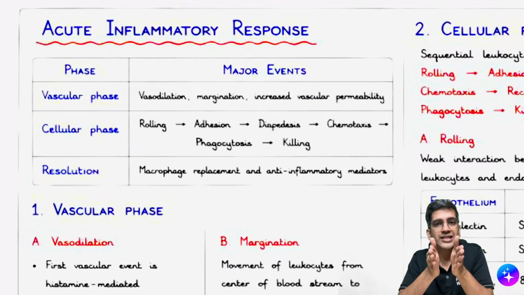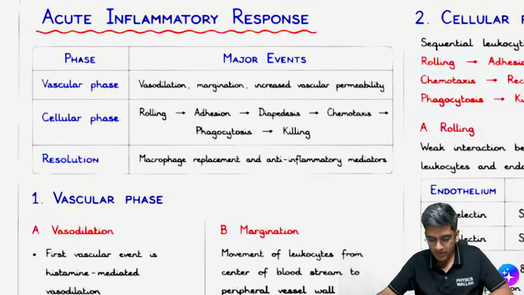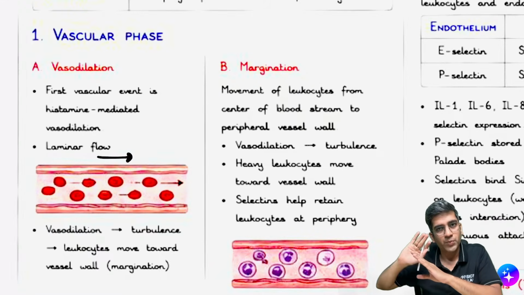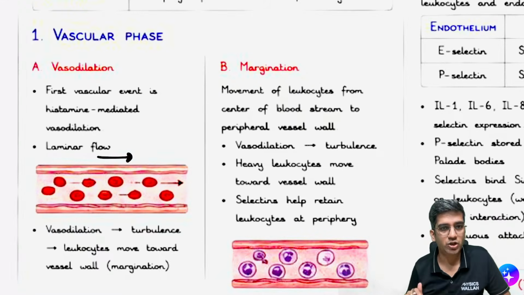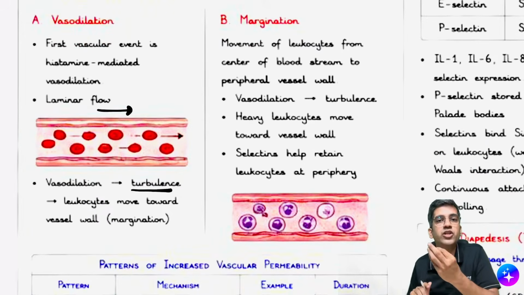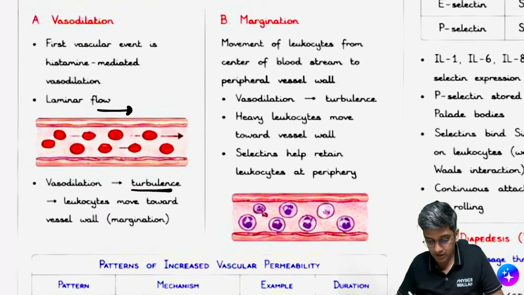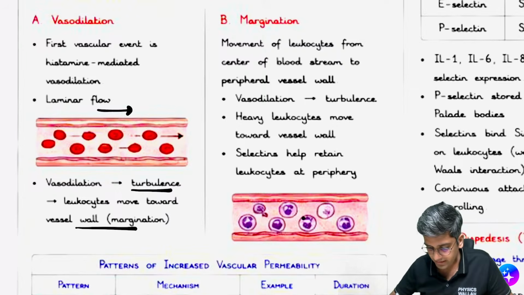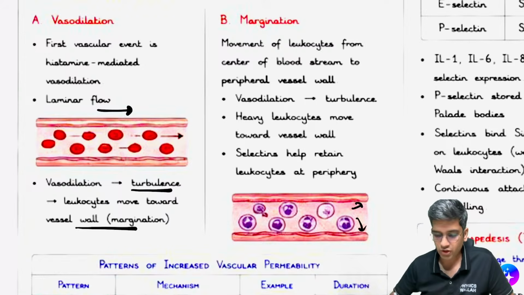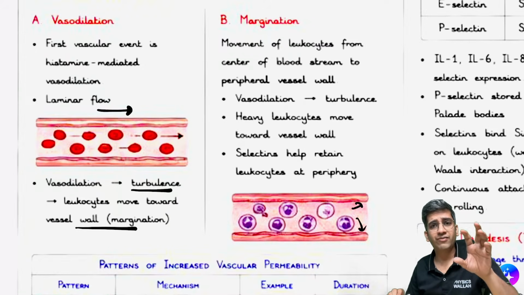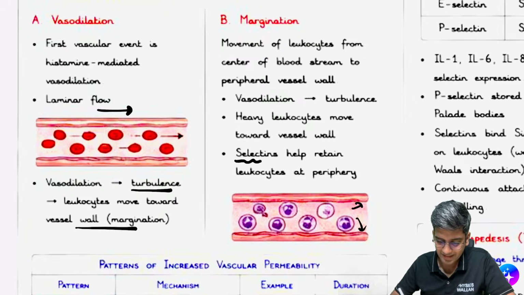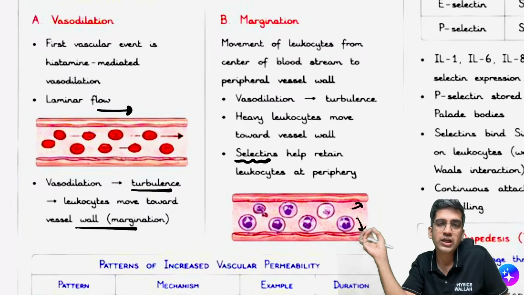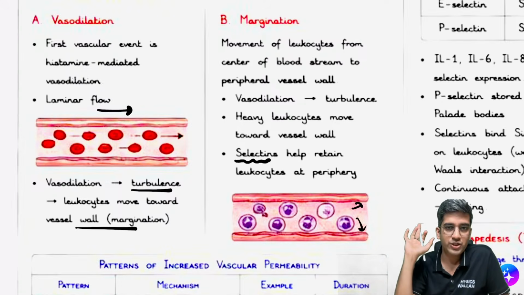First event is histamine associated vasodilatation. Normally the vessel has laminar flow, smooth flow with the cells in the center and the plasma in the corner. But the vasodilation causes turbulence. The turbulence is the one which pushes the WBC to the corner. It marginates to the corner. Normally they were in the center, now they have gone to the corner. It's primarily a vascular phenomenon, but a molecule called selectin helps to hold them in the corner. They should not come back to the center, right? They'll be held in the corner with selectin. That's the first step, margination.